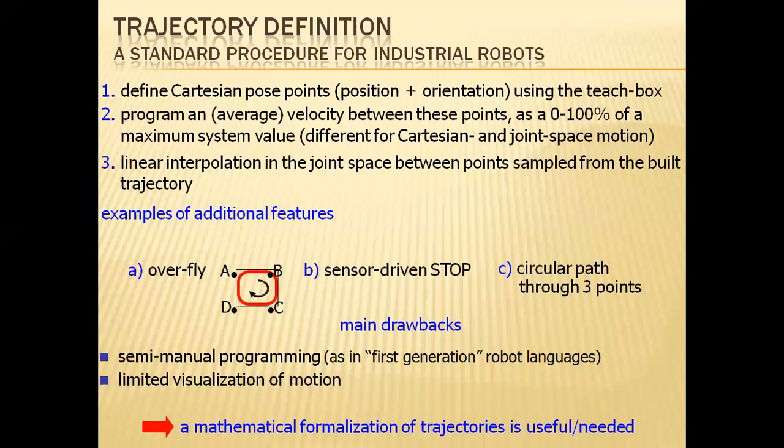And coming to the drawbacks, semi-manual programming, that is nothing but first generation programming languages, are limited in their operation because they don't calculate the actions related to the advanced conditions of the robot, and limited visualization of motion.